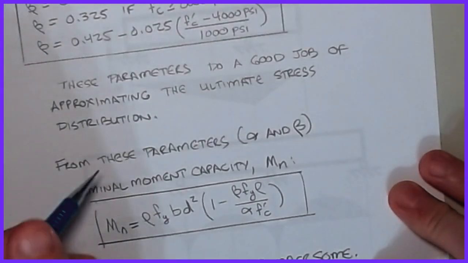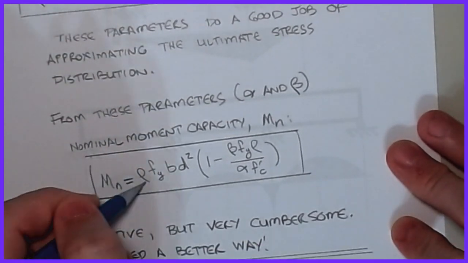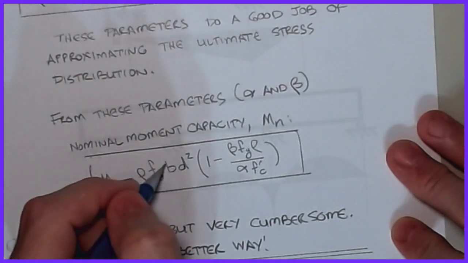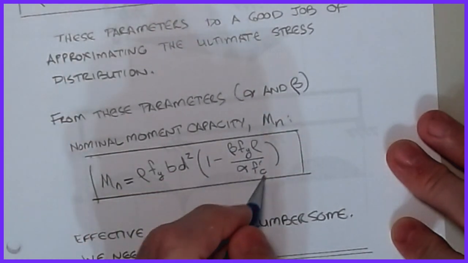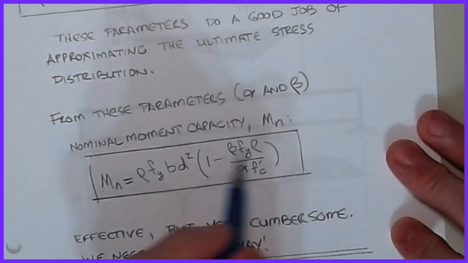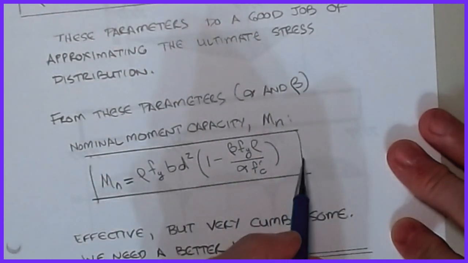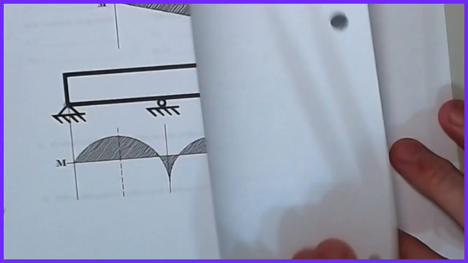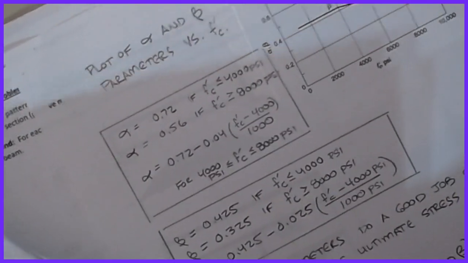Okay, and so from those two parameters, I can estimate the nominal moment as simply being rho, my reinforcement ratio, times Fy, because again, we're looking to yield the stress in the steel, times bd squared, and then multiplied by 1 minus beta Fy rho all over alpha f prime c. It's a complex formula and it's not hard to calculate, but it's a little cumbersome and it's not real friendly. It's effective, but we really need to find a better way. And so this is what leads us into one of the biggest techniques in the world of concrete and steel design.